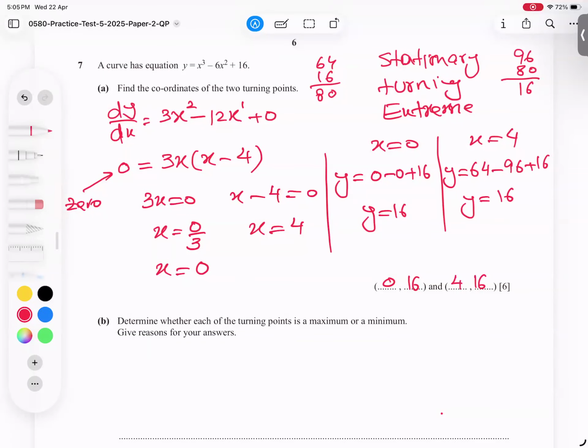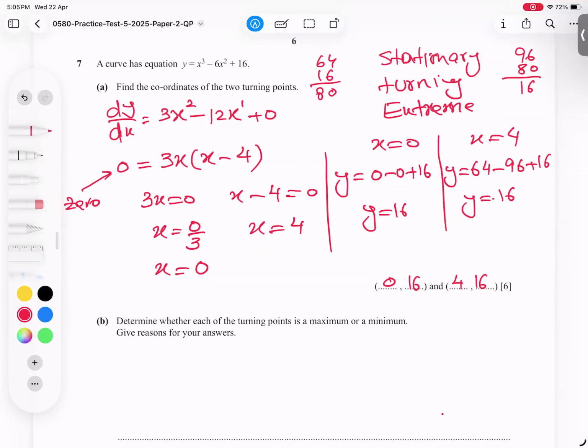Okay, so one minute, let me check once again. 0 is clear. And 4 to the power 3 is 64, and minus 6 times 16, and plus 16. It is a negative 16, sorry. There's a sign-only problem. So that's okay, and we got it.